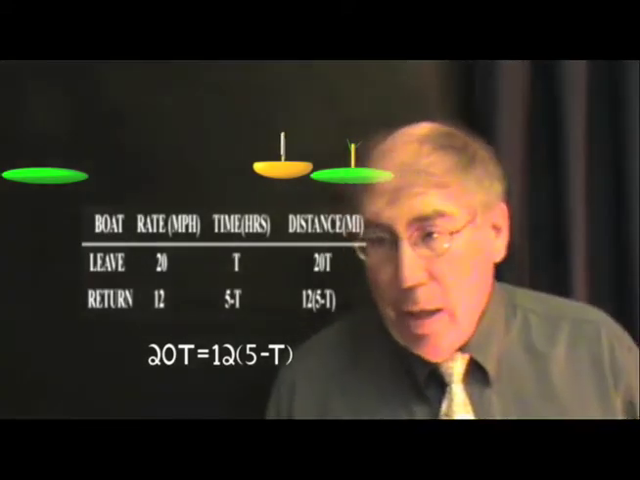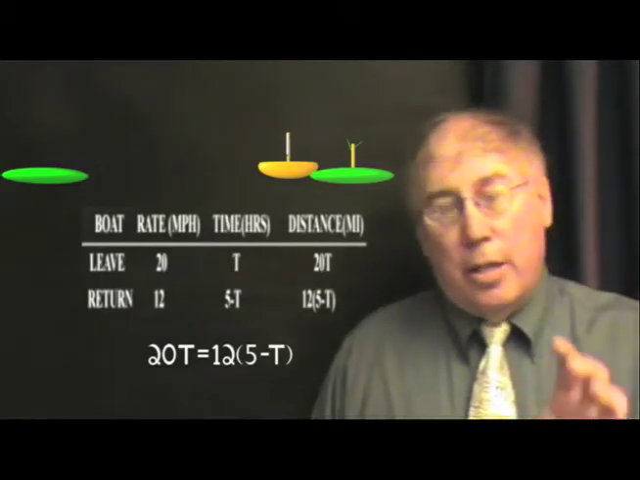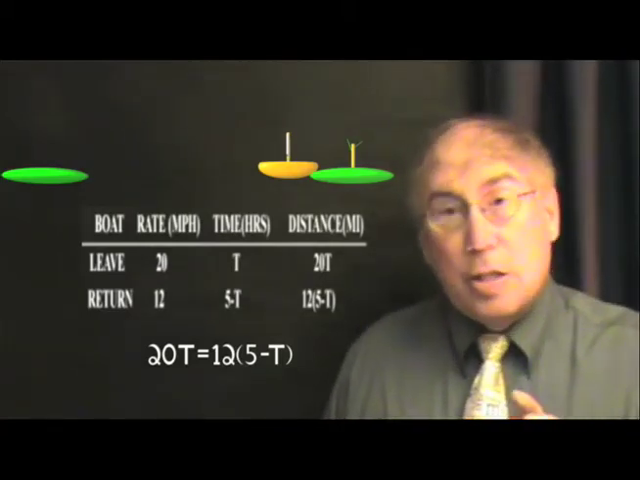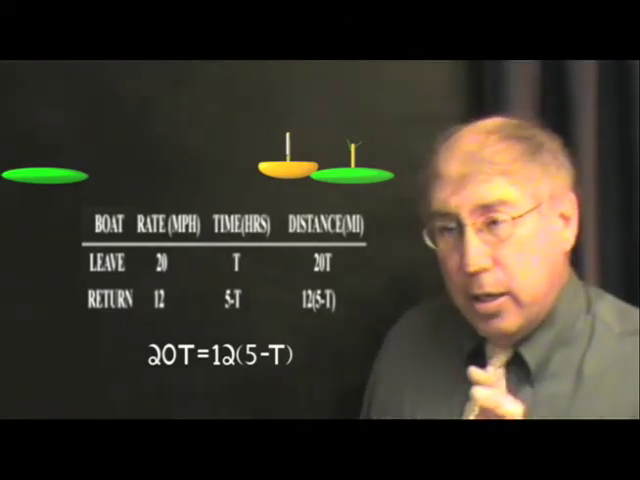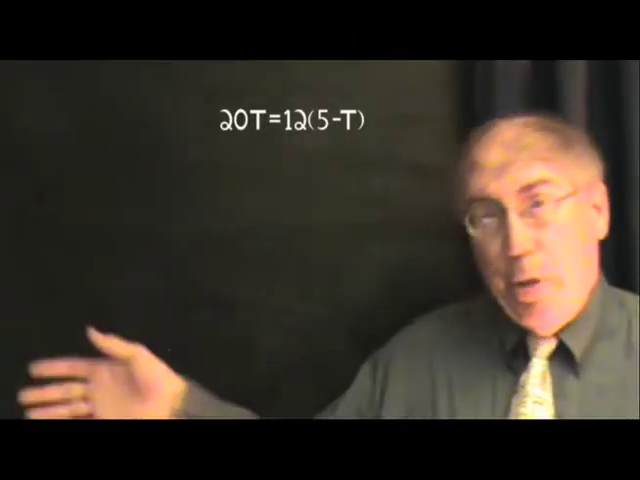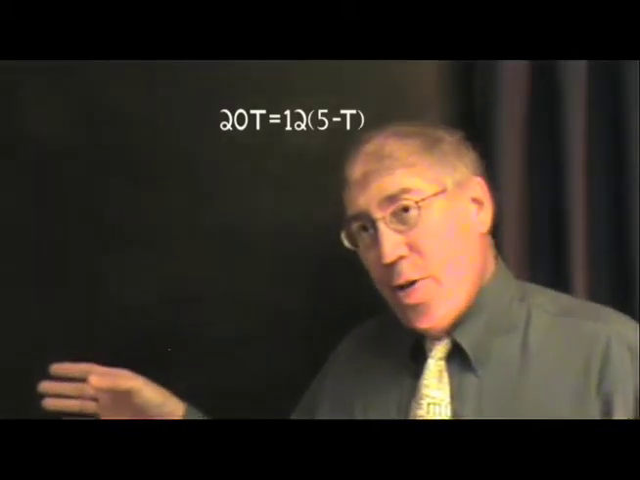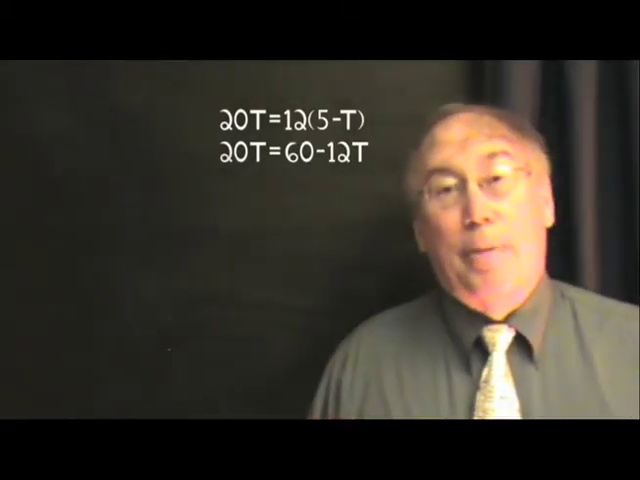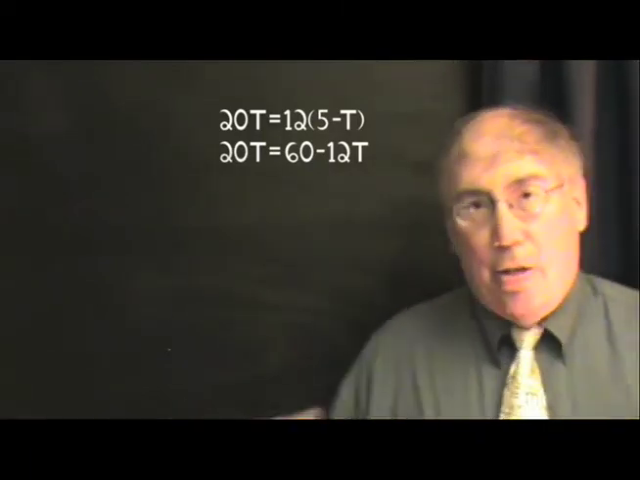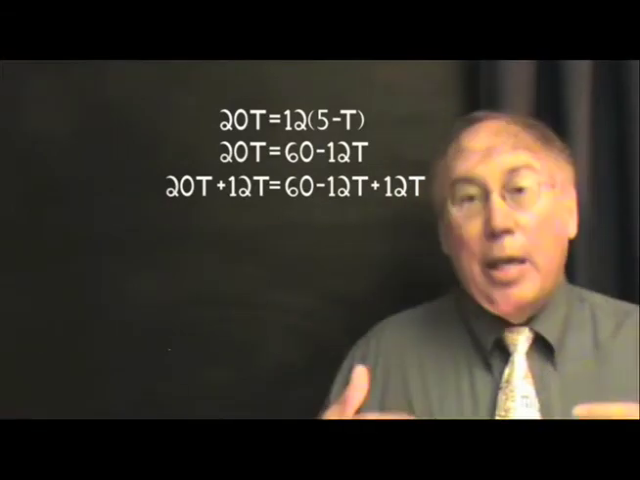Now, since they're traveling the same distances, we can set the total distance for leaving to be 20t, going to the island, and the total distance coming back as 12 times 5 minus t. They cover the same distance going and coming, so we can set them equal to each other.